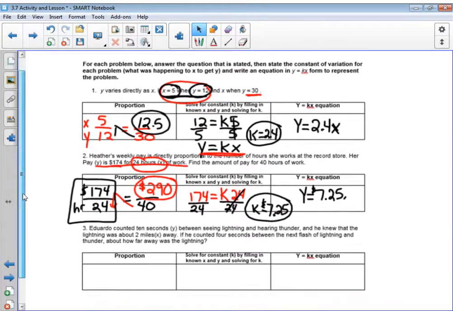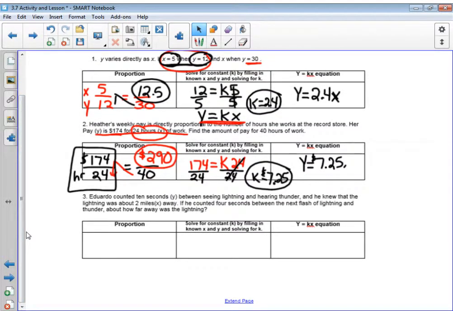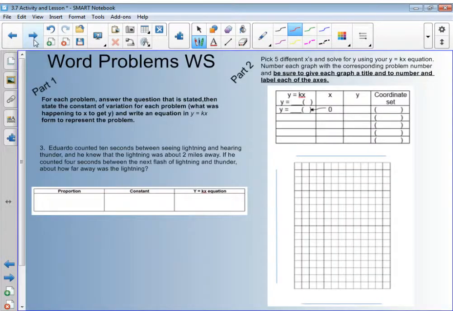Okay, so let's do one more. It says, Eduardo counted 10 seconds between seeing lightning and hearing thunder, and he knew that the lightning was 2 miles away. Okay, so we went ahead and did our 10 seconds, and I'm actually going to jump to my next slide just so you can see what we're going to be doing.